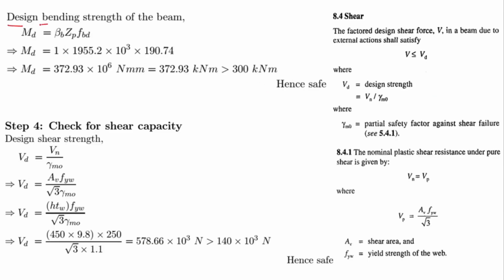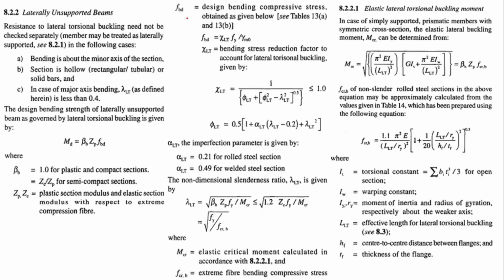Now design bending strength of the beam is calculated as per clause 8.2.2, which gives the bending strength of a laterally unsupported beam. Here Md equals beta b Zp fbd. Beta b equal to 1.0 for plastic and compact section.